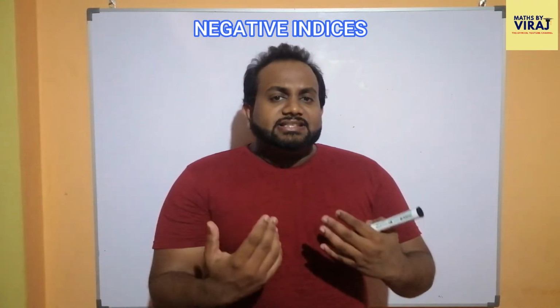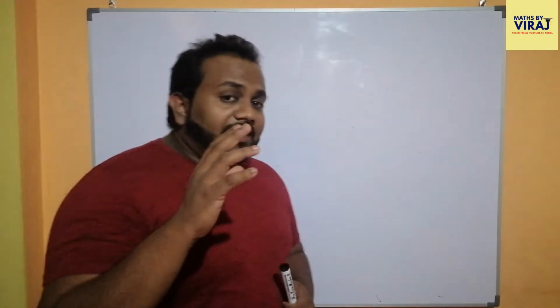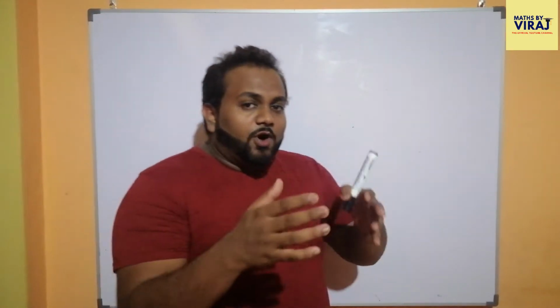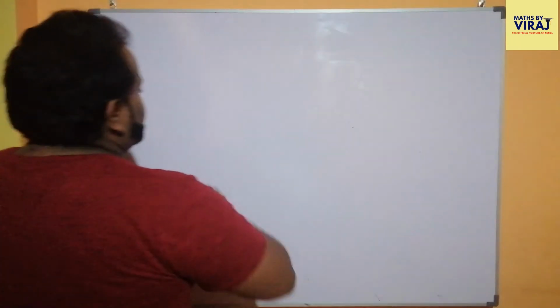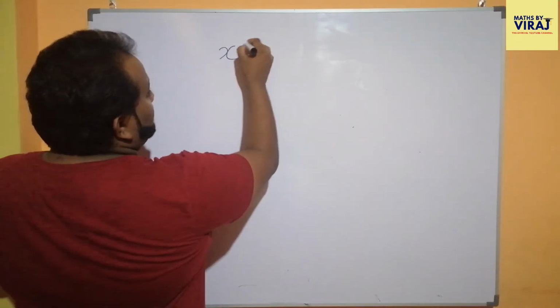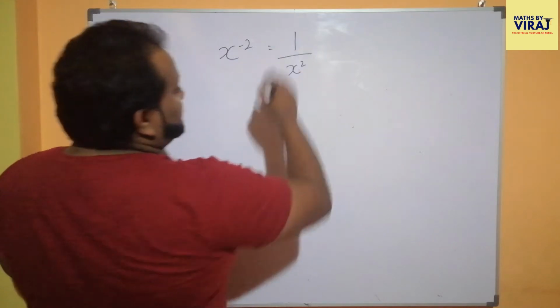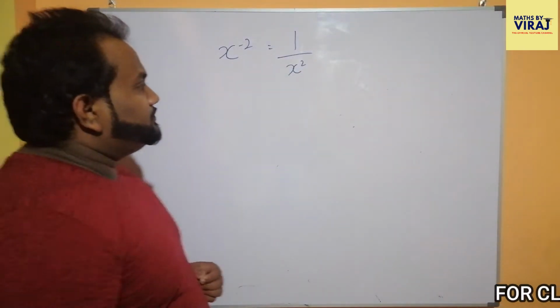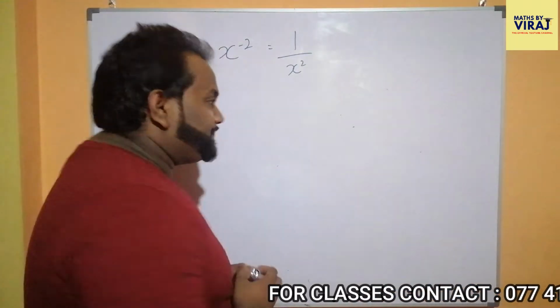Negative indices. How can an index or a power become negative? These negative indices are formed only during division. Let's try to see it. Usually, if it is x to the power minus 2, we write it as 1 over x to the power 2. There's a good proof behind this.